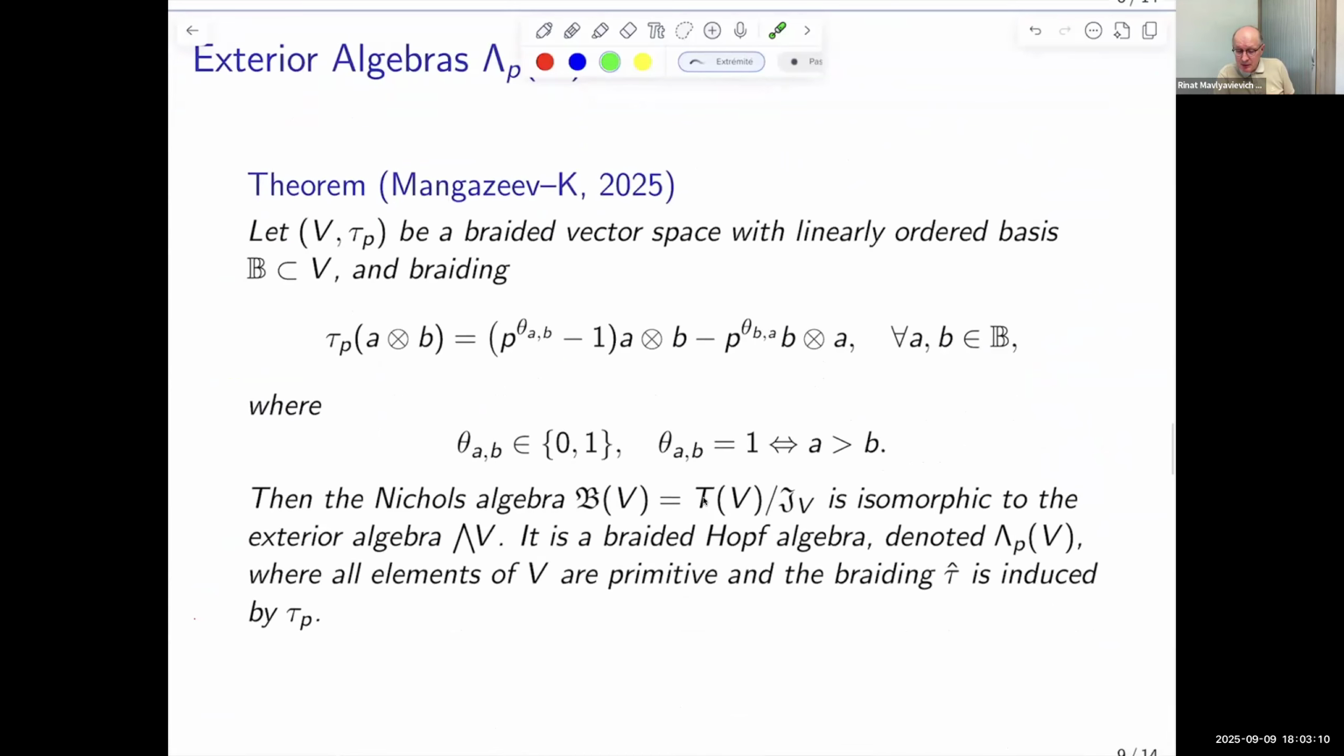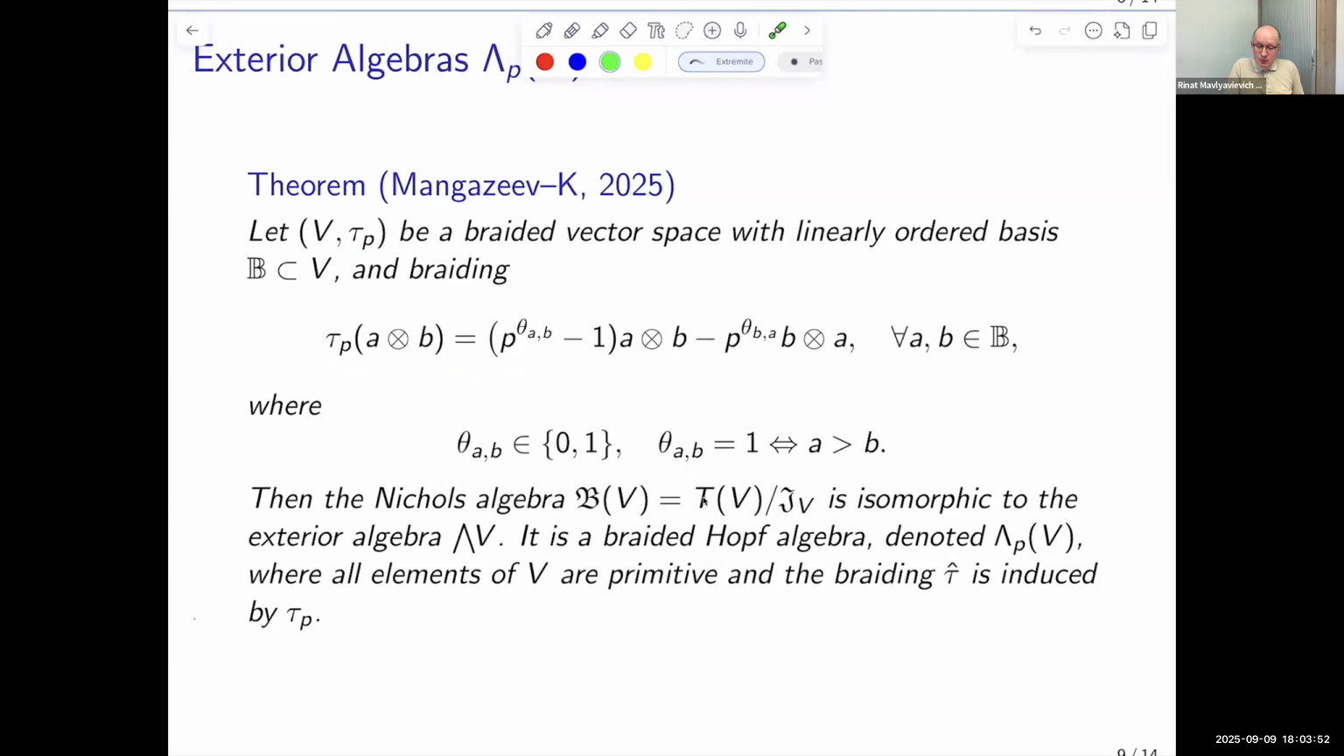And here is an important theorem, which states that if we start from the braided vector space given by our matrix tau_p, which you have seen already in the very beginning of my talk, but I repeat here the definition. We take a linearly ordered basis in V, and then on the basis elements, we define the R-matrix by this formula, where theta_AB is just the Heaviside theta, taking values 0 and 1, and the value 1 if and only if A is strictly greater than B.